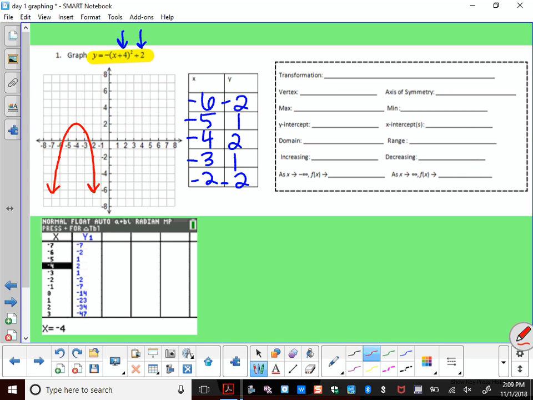Alright, so we're kind of done with our table for now. I have 1, 2, 3 transformations. What are they? Say them in any order. You don't have to say them. Yep, you flip.